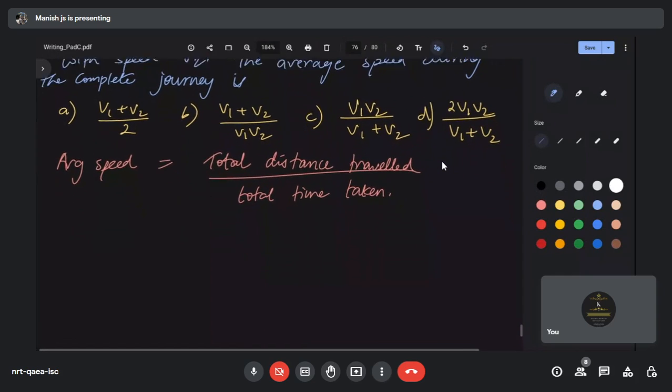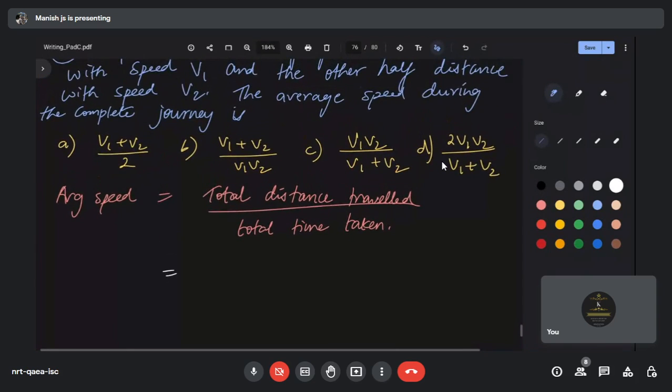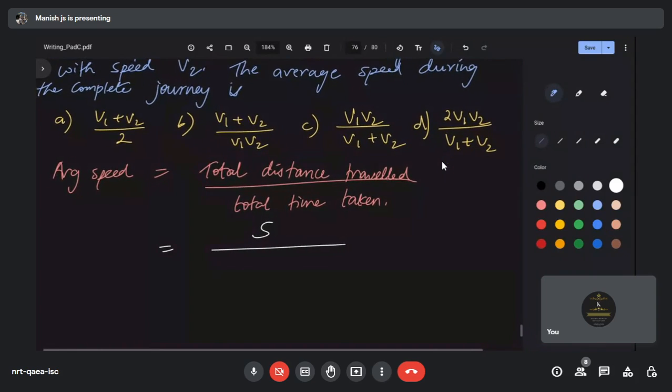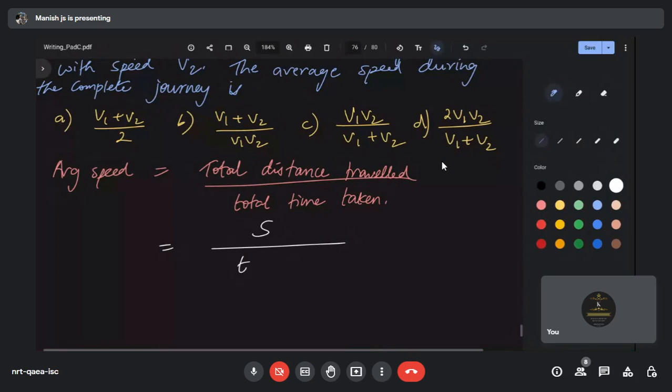So here, when you substitute, we don't have even distance. So everything has to be in terms of speed. Okay? So let's write the first formula. Let's write total distance. Total time taken will be t1 plus t2.